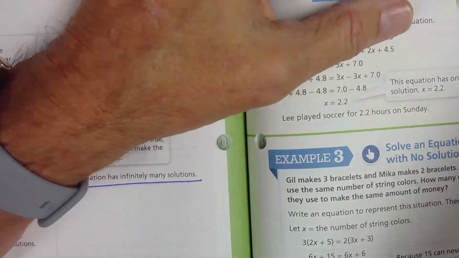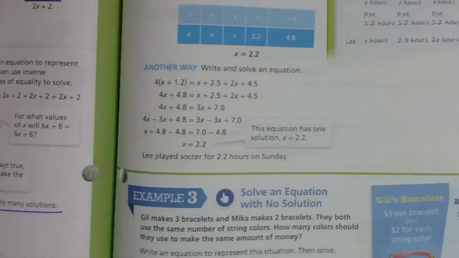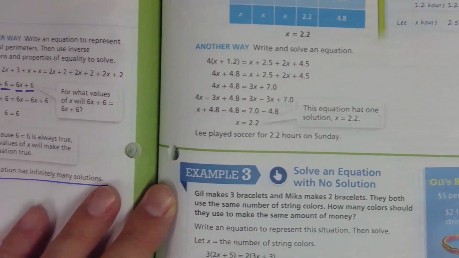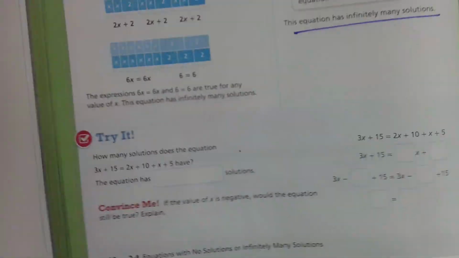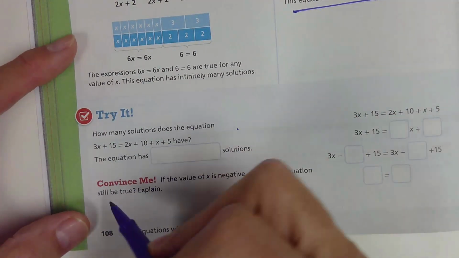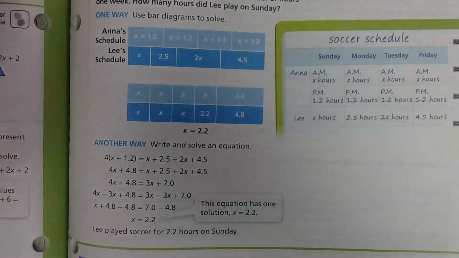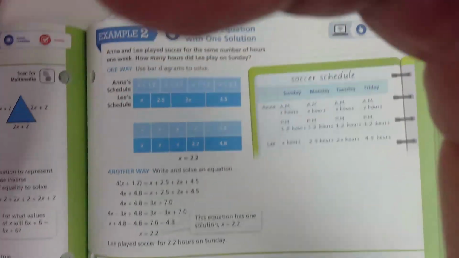Let's see, scratch out the "convince me" at the bottom of the page. I'm not worried about that. But how many solutions do we have? Infinitely many, infinitely many. All right, example 2 says solve an equation with one solution.